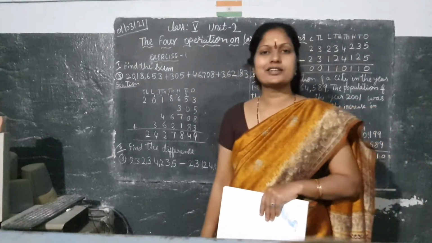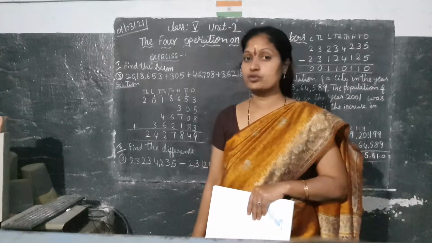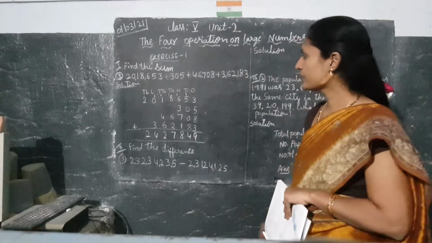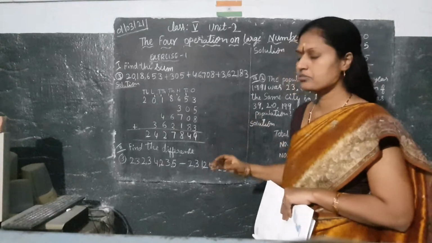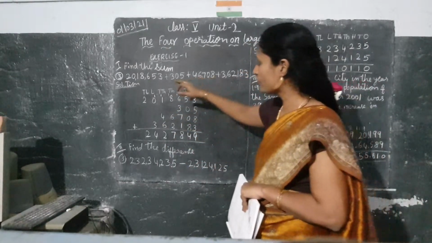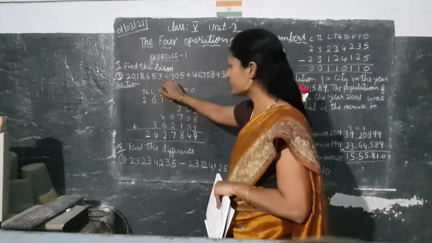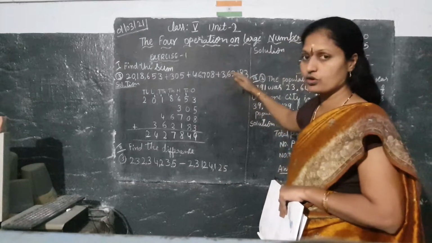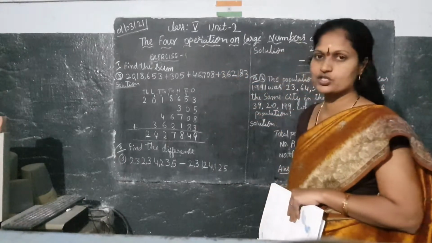Then only we are getting the addition properly. Otherwise you will miss a number. You will get the wrong answer. That's why first you have to arrange the numbers properly. What is there in the ones place, all you have to write in the ones place only. This is the ones place, this is the ones place, this one. All in one row you have to write, children.